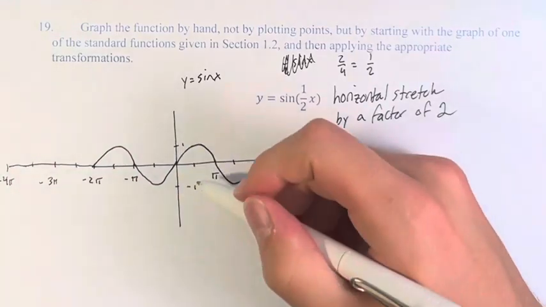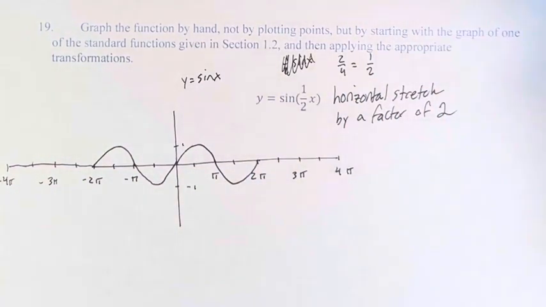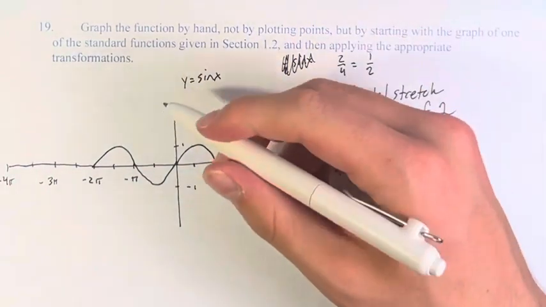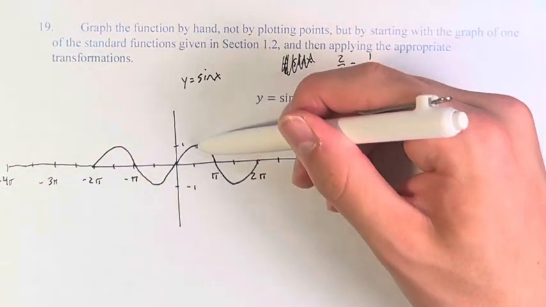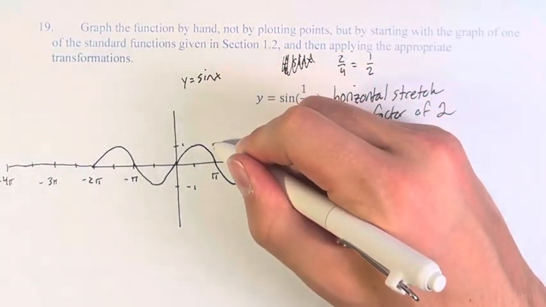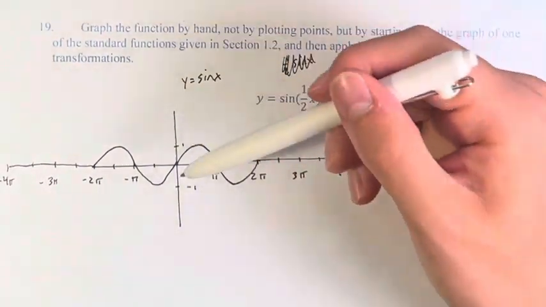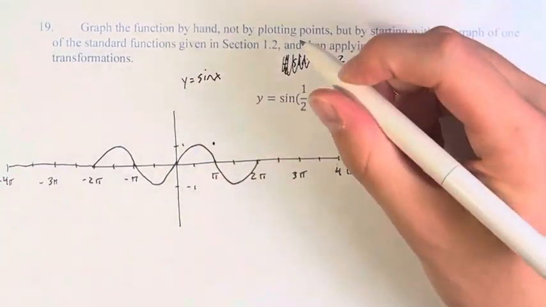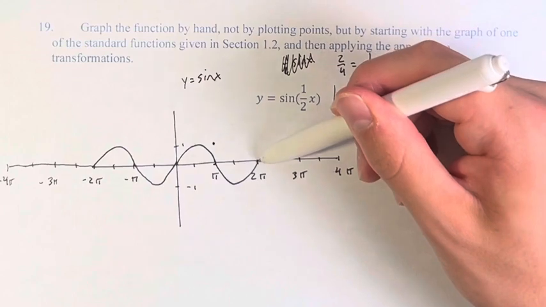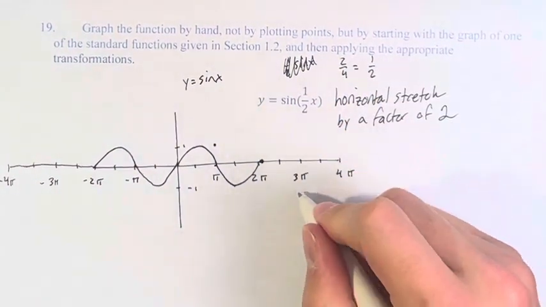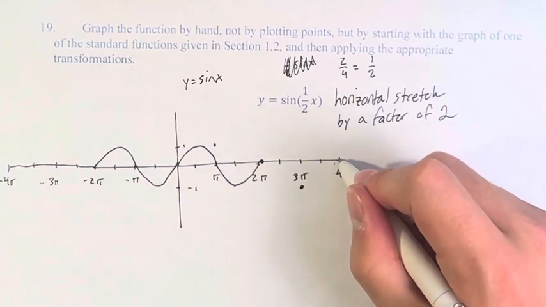We start at 0, 0. Since we are multiplying 0 by 2, this point remains in the same spot. And then all the other points are going to be moved. So we have an x value of pi over 2, so that gets moved to pi. Pi gets moved to 2 pi. 3 pi over 2 gets moved to 3 pi, and 2 pi gets moved to 4 pi.